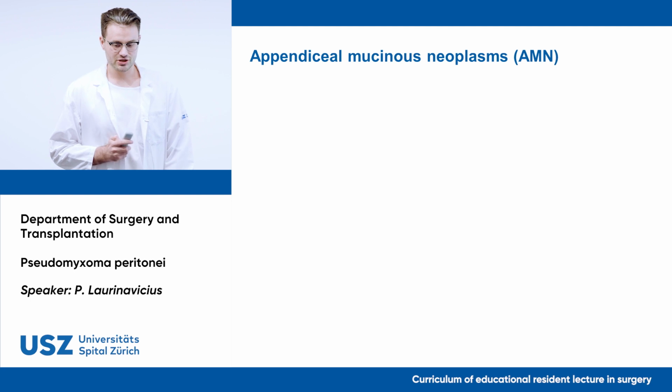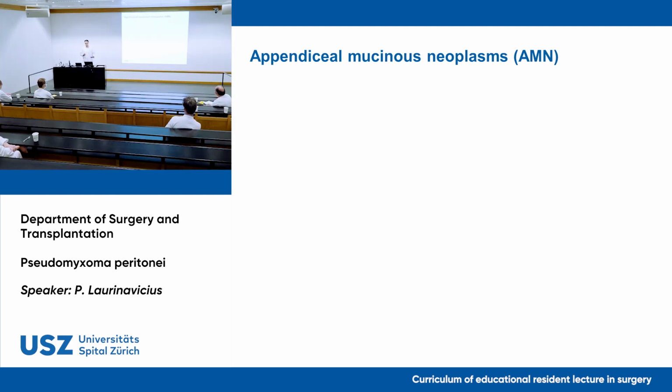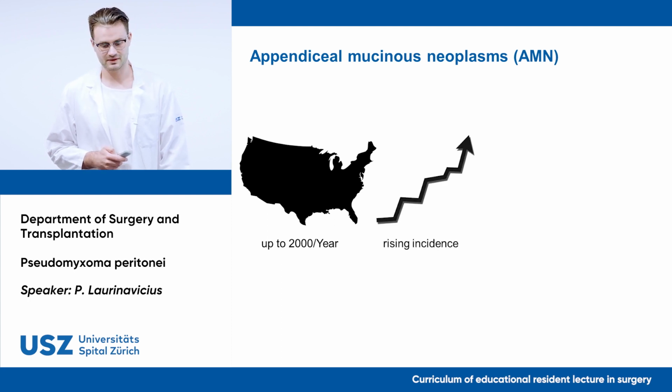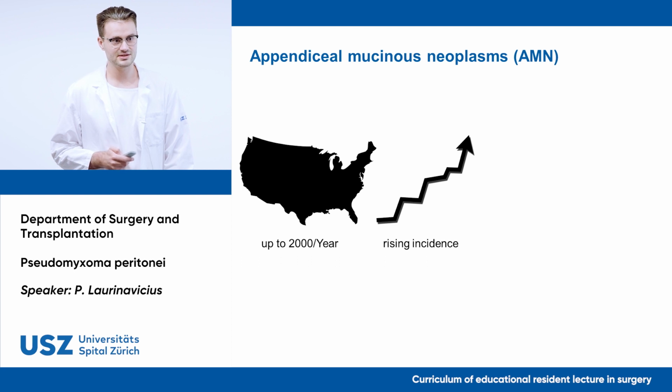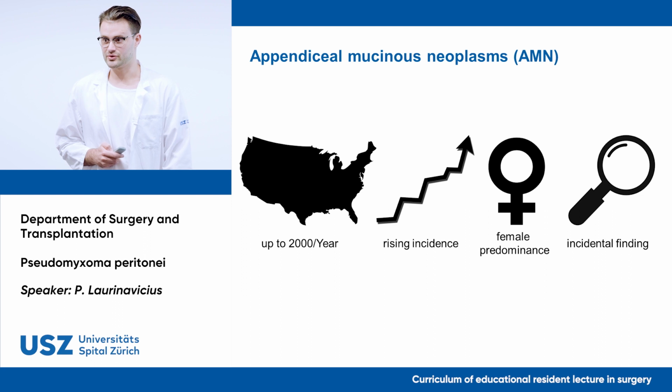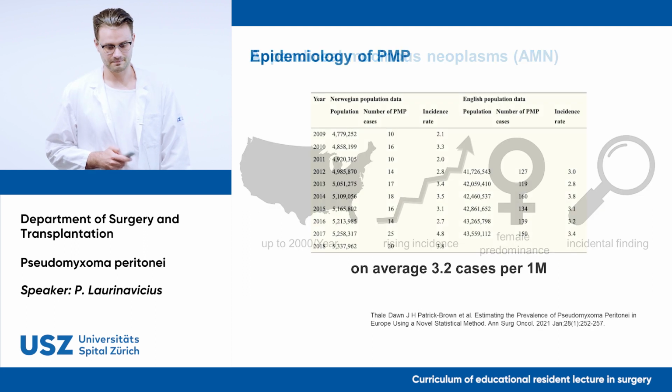The appendiceal mucinous neoplasms are the most frequent cause of the PMP, so I will be mostly focusing on them during this presentation. They are a pretty rare finding, causing up to 2,000 cases yearly in the United States. They have, however, rising incidence over the last decades, slight female predominance, and they are usually an incidental finding.